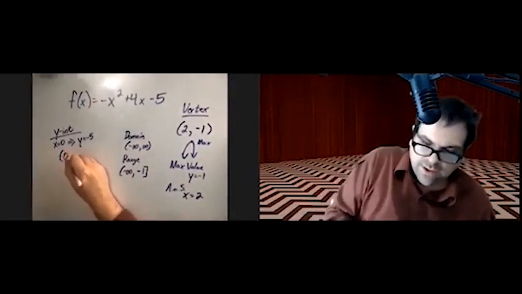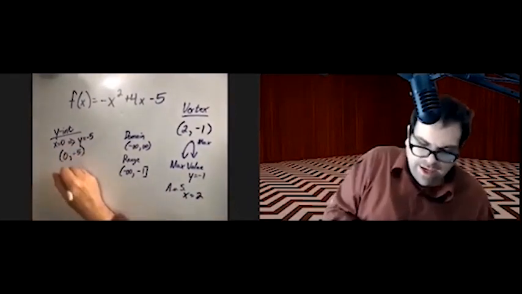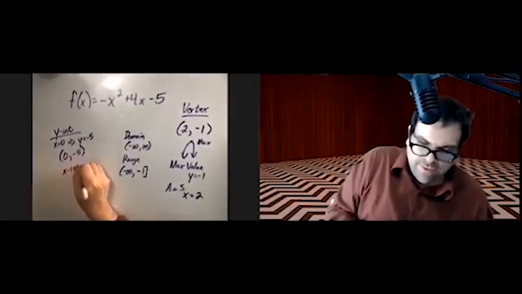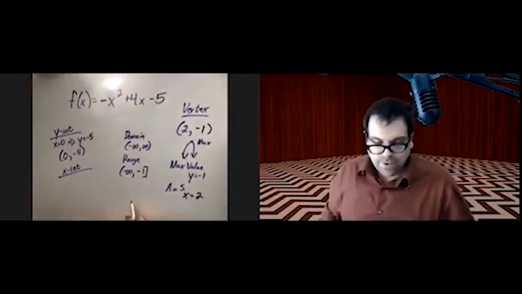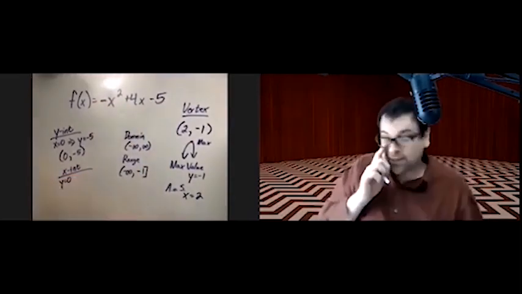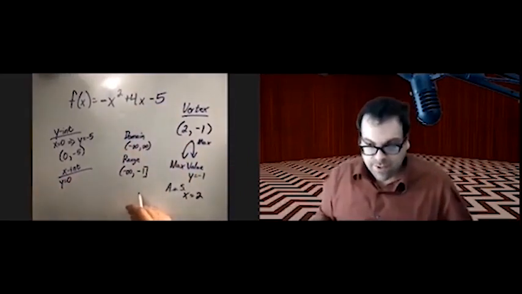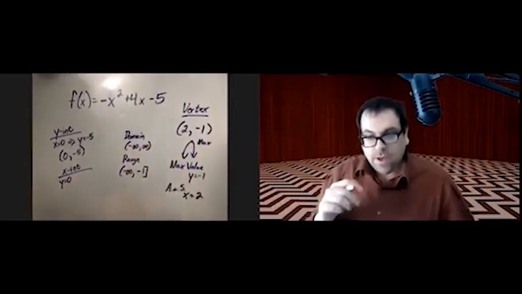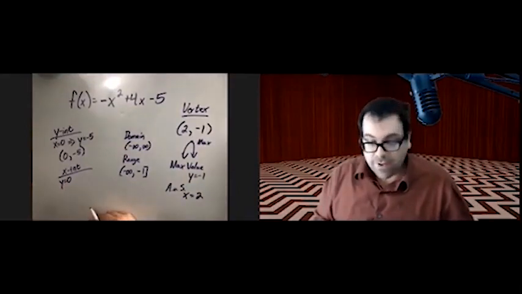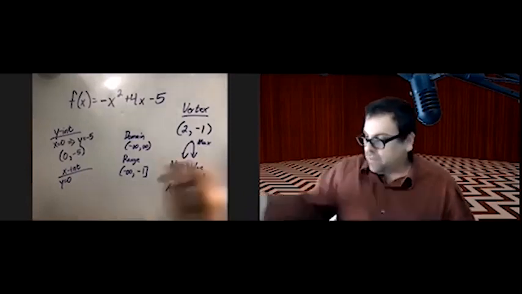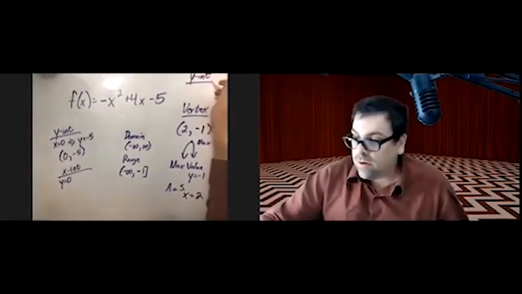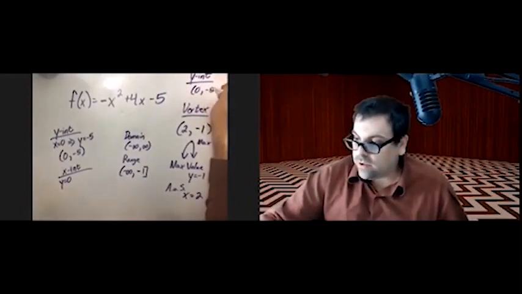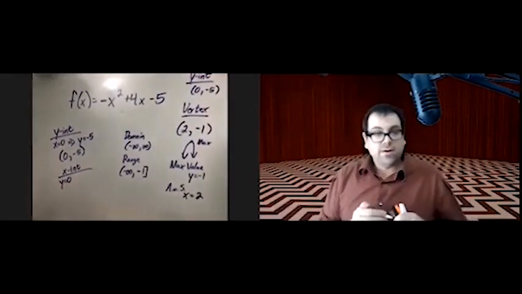So Y intercept, point 0, negative 5. The X intercept, this one is when Y is 0. And that means set the whole thing equal to 0. And we'll do that with the quadratic formula. Let me move the y-intercept up here, so I can work in this area down here.